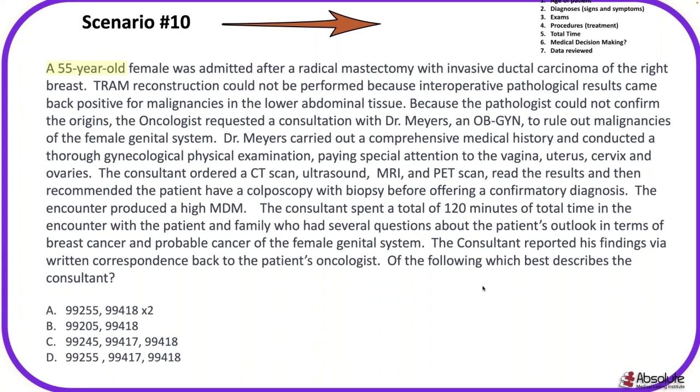All right. This was a big one. So we have a 55-year-old admitted after radical mastectomy. A consultation with Dr. Myers, an OBGYN, to rule out malignancies. Her pathological results came back positive for malignancies, and the oncologist requested that consultation. The consultant ordered a CT scan, ultrasound, MRI, and PET scan, and wanted a colposcopy before providing a confirmatory diagnosis.